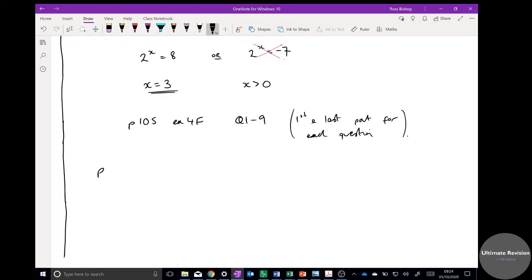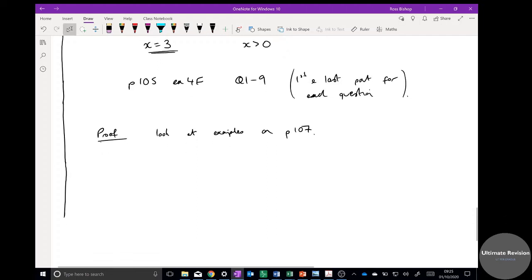Right, final bit today is looking at some algebraic proof. Now proof, there's a few different ways. Definitely look at the examples on page 107, because each question is slightly different here. I'm going to work through a couple of them with you now. Hopefully that will help. So let's look at EG1.